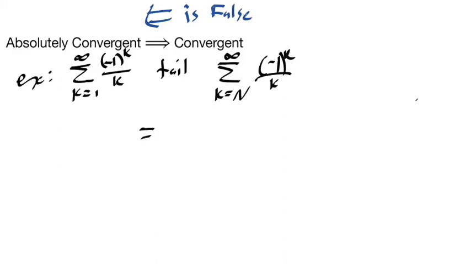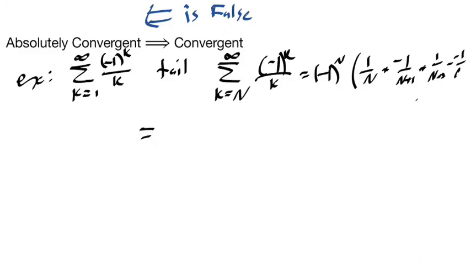And let's see, what is this equal to? Well, this is equal to, let's write it right here, if I factor out my negative 1 to the capital N, then my first term will be 1 over capital N. My second will be negative 1 over N plus 1. My third one will be 1 over N plus 2, and then I'll have negative 1 over N plus 3, etc. And it'll keep going on in that way.